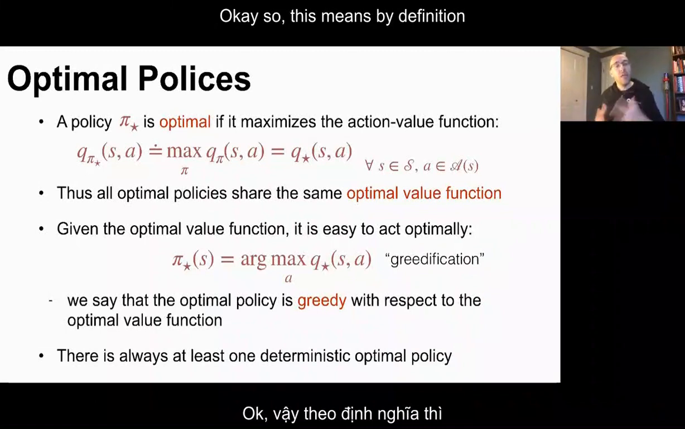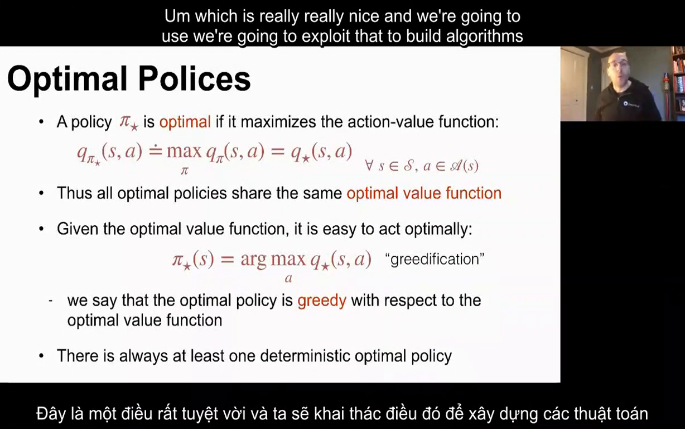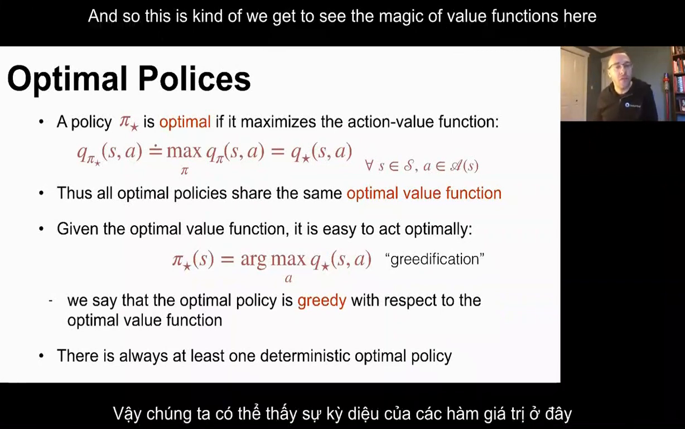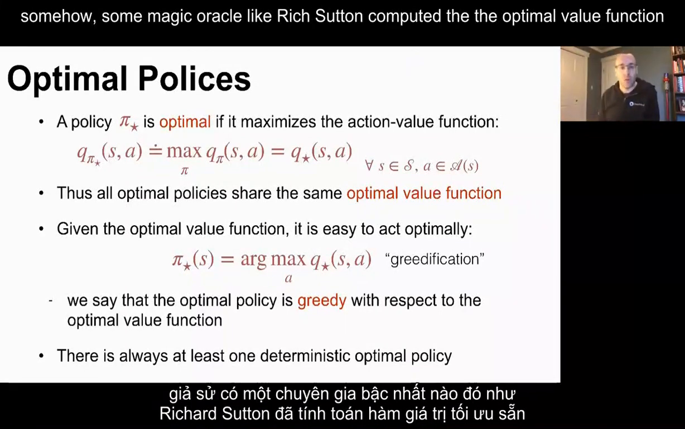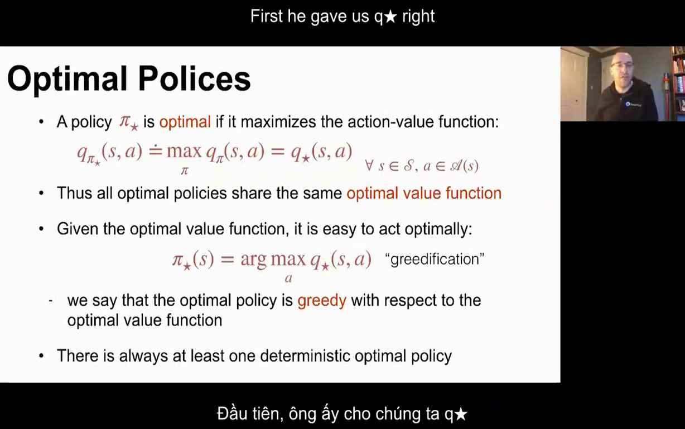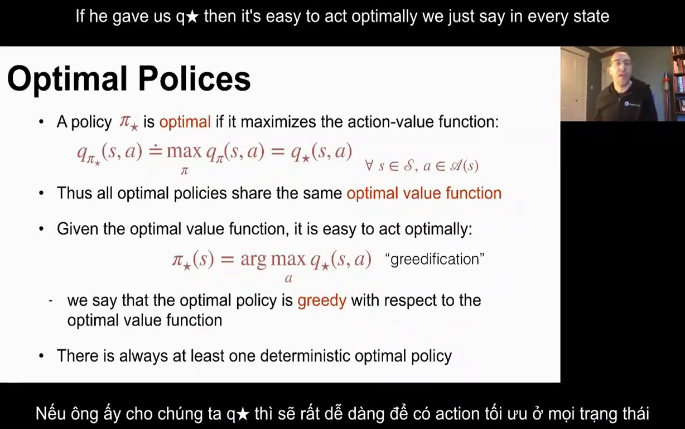Okay, so this means by definition that all the optimal policies share the same optimal value function because it's part of the definition, which is really, really nice. And we're going to exploit that to build algorithms. And so we get to see the magic of value functions here, because let's just consider somehow some magic oracle like Rich Sutton computed the optimal value function for us. He gave us Q star, right? So that's the value function for the optimal policy. If he gave us Q star, then it's easy to act optimally.